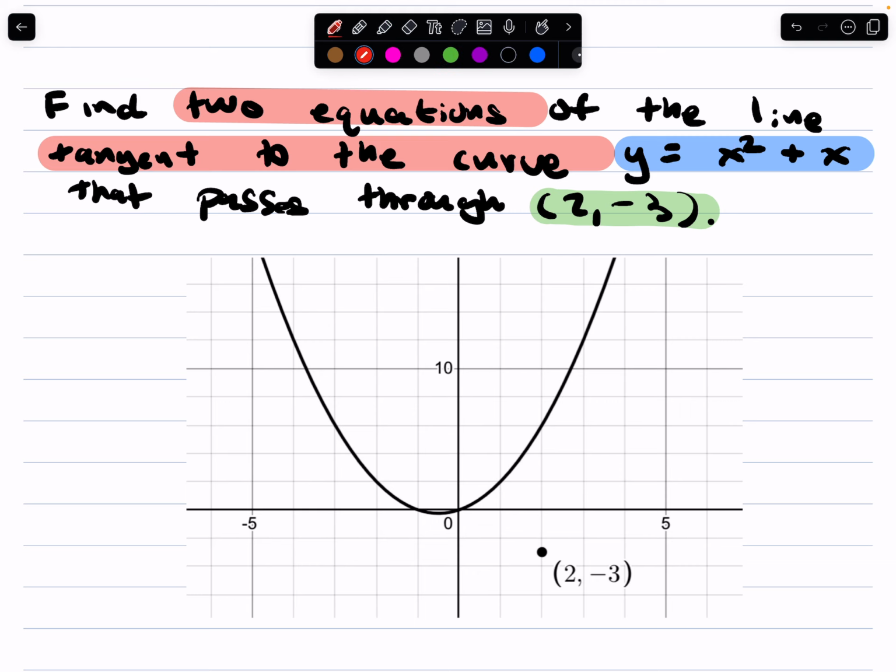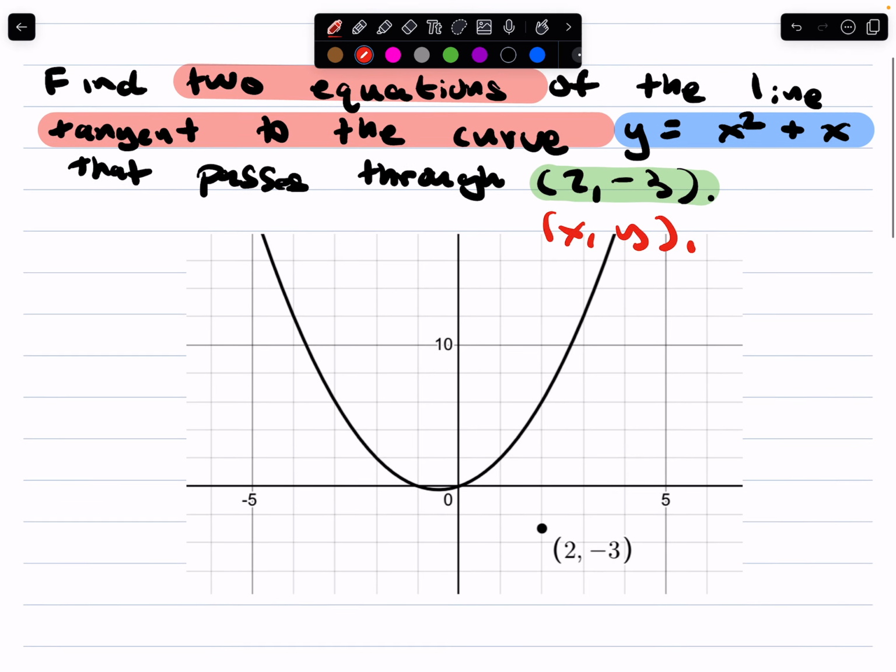So when we read this, you might say there's two equations that go through that particular point. And the answer is yes. I'm going to call that x1 for now. So if you notice, this is a little different than the others. The curve is given here. It's a parabola. It's a bit different because the point is actually not on the curve. So you have a point that is off the curve.